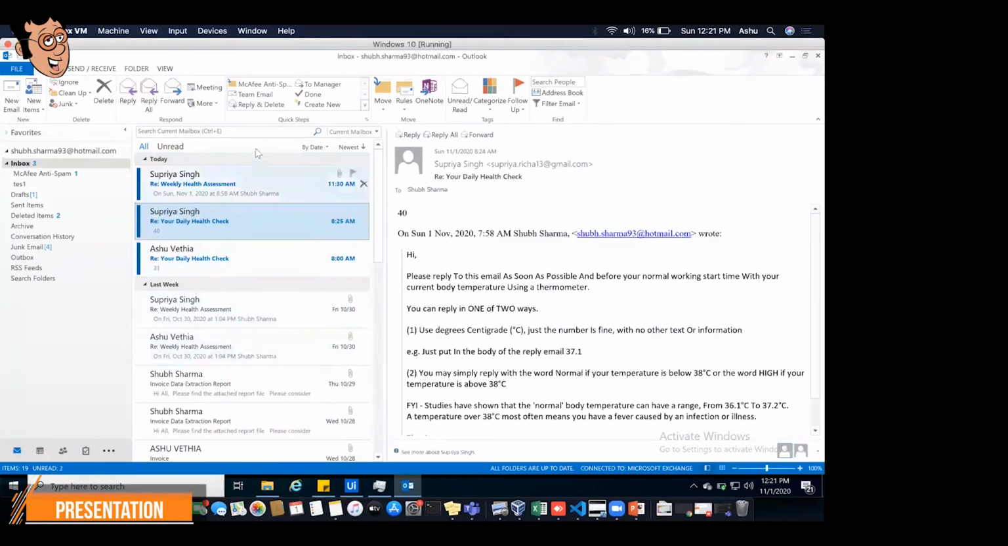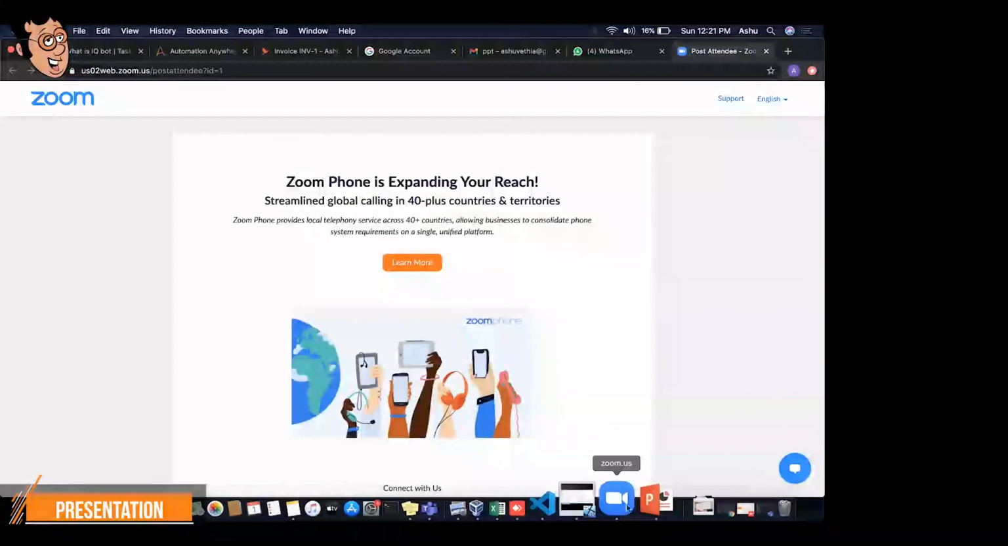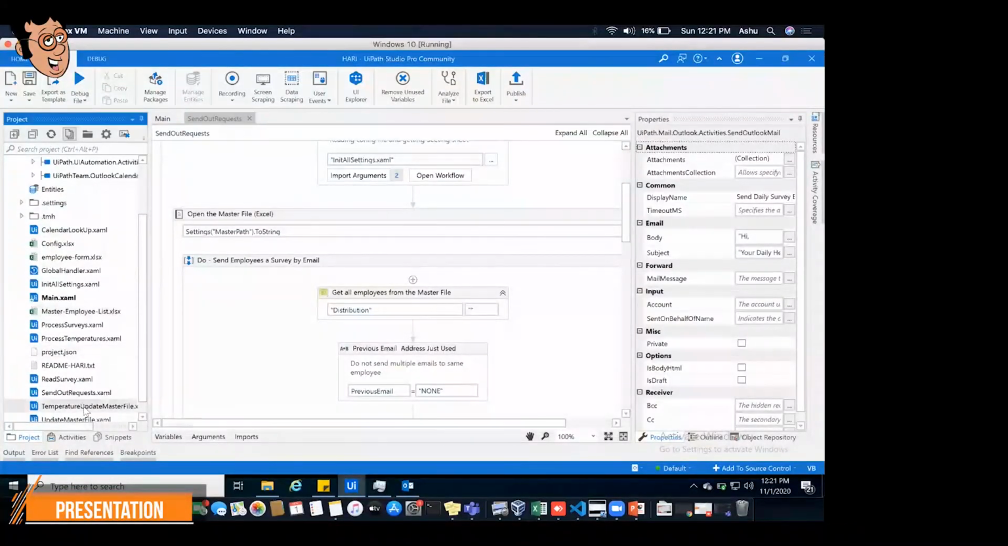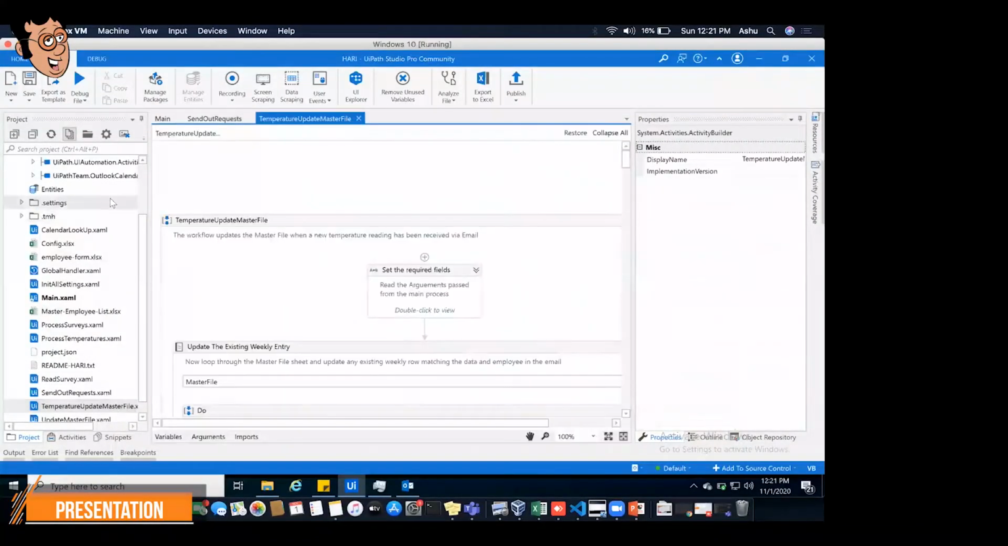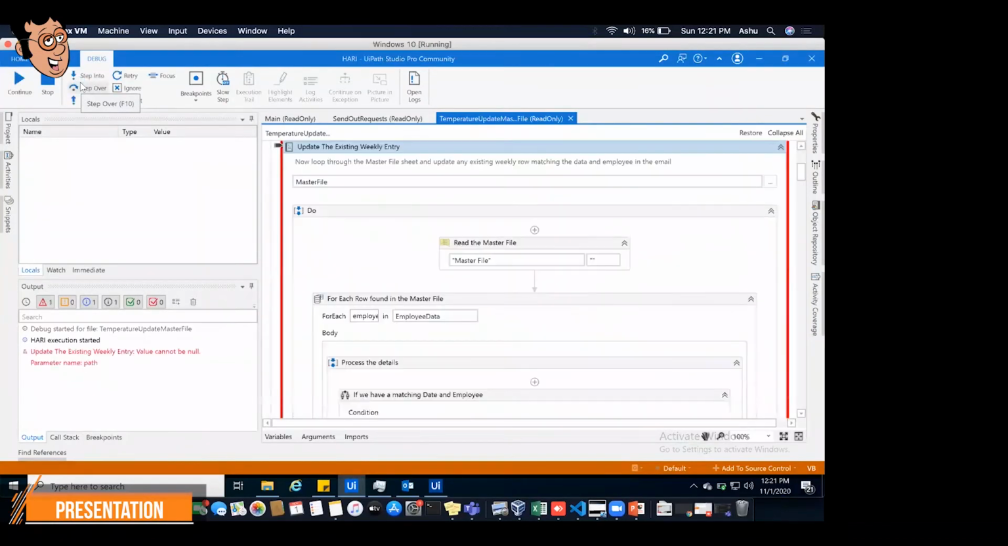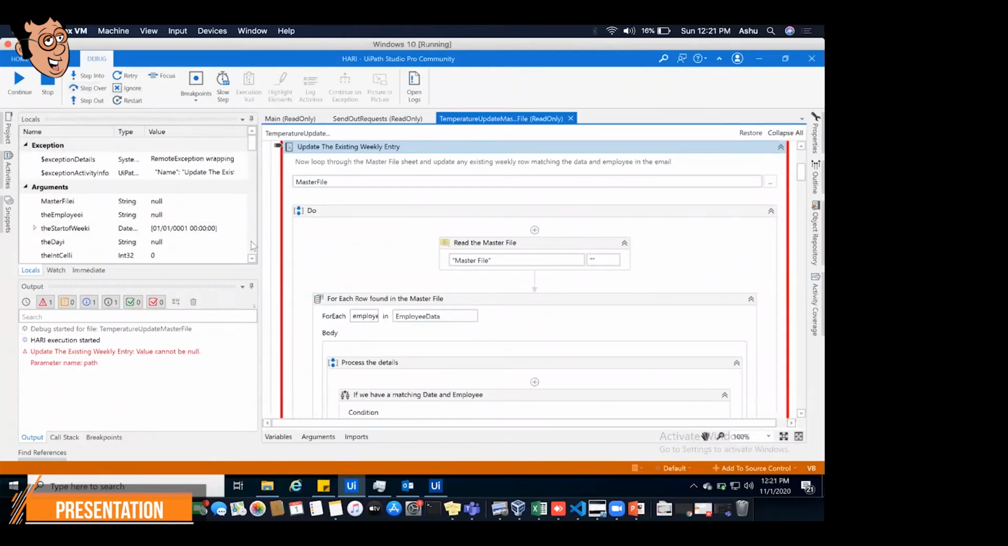I'll just mark this unread and try to run the other step, which is the temperature update, and record in a master sheet. I'm really sorry, I'm just getting an error. I'll just quickly resolve that.